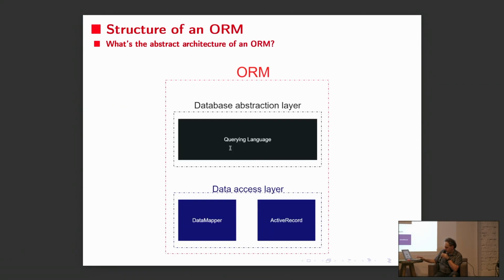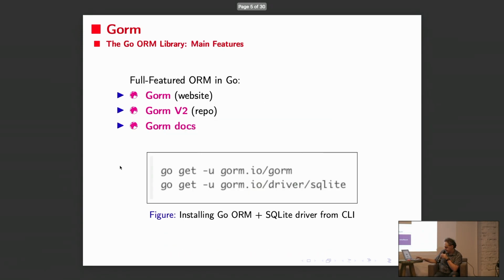This is a sort of depiction of how an ORM is structured. On the bottom you have a data access layer, which is basically made by a data mapper and an active record. And on top you have a database abstraction layer, which is the querying language of choice. So this is the simple abstract depiction of the whole thing.